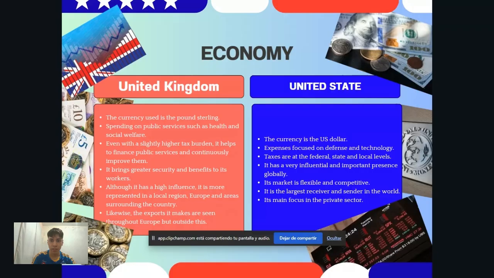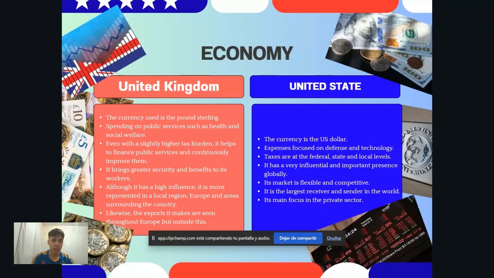The currency in the United States is the US dollar, and in the United Kingdom it is the pound sterling. In the United States, expenses focus on defense and technology. Taxes are at the federal, state, and local levels. It has a very influential and important presence globally. Its market is flexible and competitive. It is the largest reserve and center in the world. The focus is the private sector.